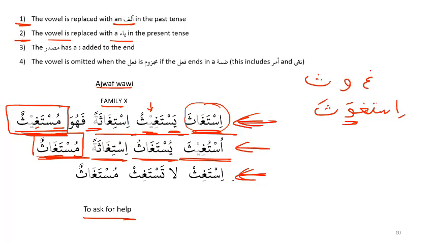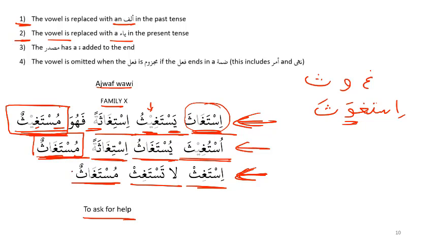And then what does this third row give us? Amar, yes, this is amar, the command, and the negative command. Notice that in these cases, the middle ayn letter of the ajwaf is dropped. And then this is the zarf, which in this case is the same as the maf'ul.